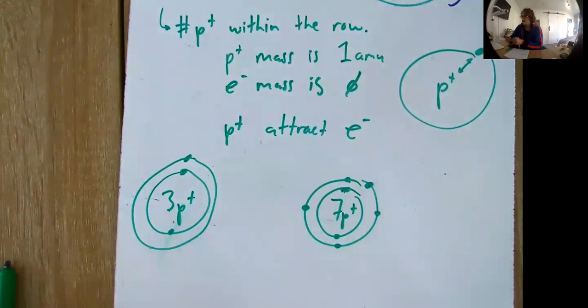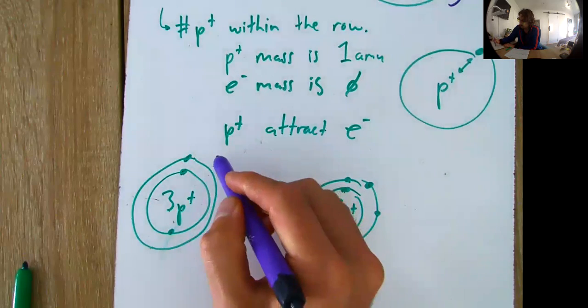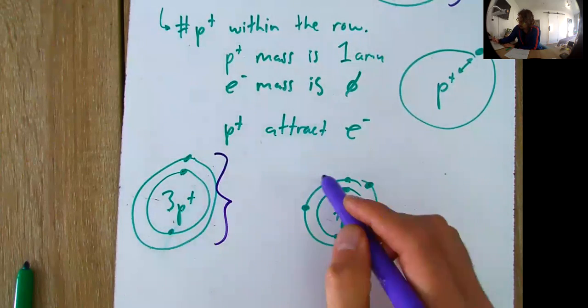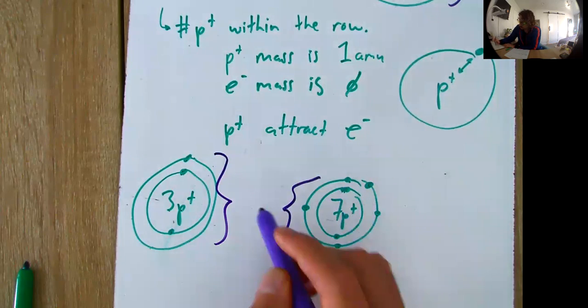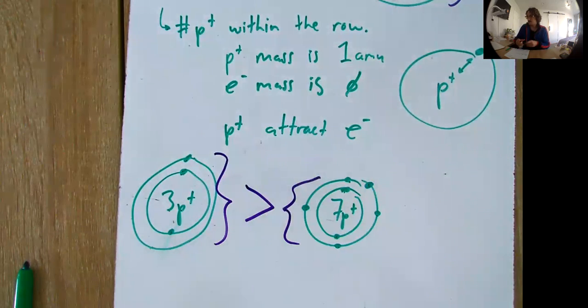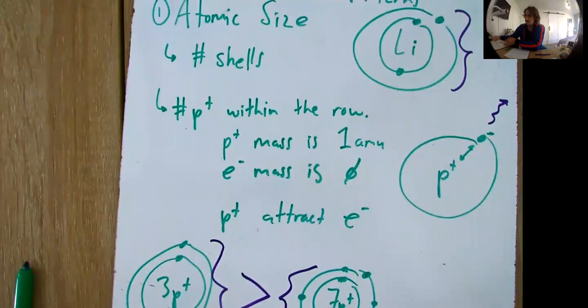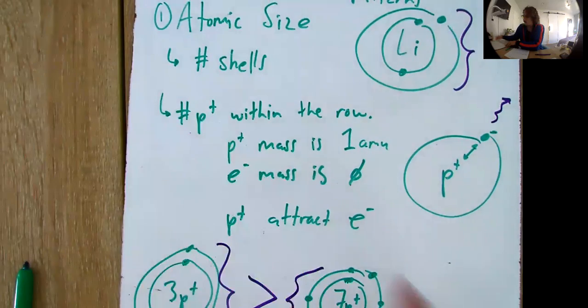So that's the reason. Lithium is larger. We were comparing 2 atoms within the same row. That's why we said that something atomic size depends on is the number of protons within the row.